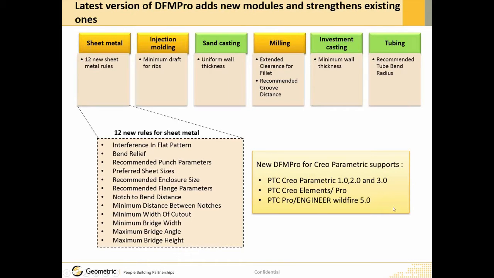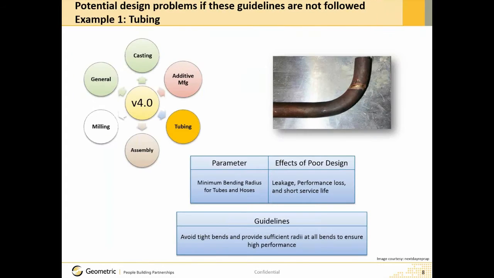So currently, we are supporting all the versions from PTC Pro Engineer Wildfire 5.0 onwards till Creo 3.0. Now I will move into details of some of these checks, how we are trying to address these problems and what the typical issues are. So the new module we added this time is the tubing module, and what we are essentially trying to check here is that tubing is a critical process in industry.